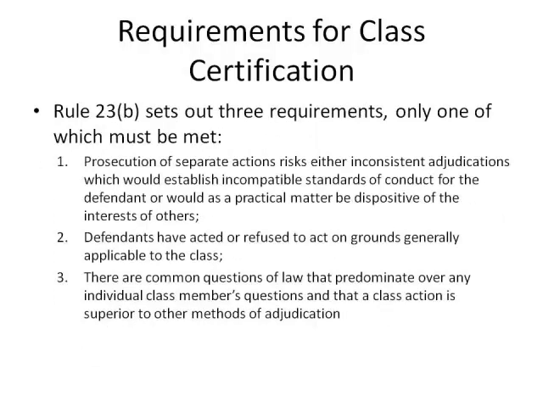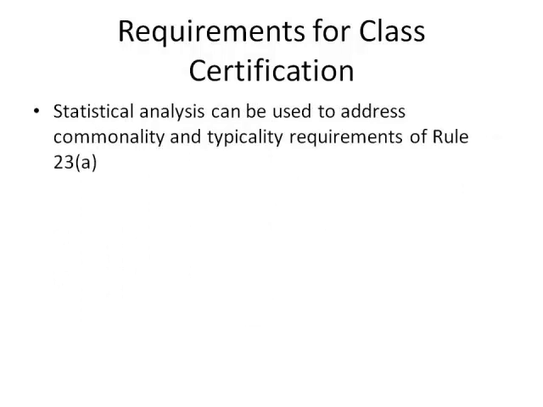Rule 23B sets out 3 requirements, and only one of these 3 must be met. First, prosecution of separate actions risks either inconsistent adjudications, which would establish incompatible standards of conduct for the defendant, or would, as a practical matter, be dispositive of the interests of others. The second, defendants have acted or refused to act on grounds generally applicable to the class. And third, there are common questions of law that predominate over any individual class member's questions, and a class action is superior to other methods of adjudication. Statistical analysis can be used to address the commonality and the typicality requirements of Rule 23A.